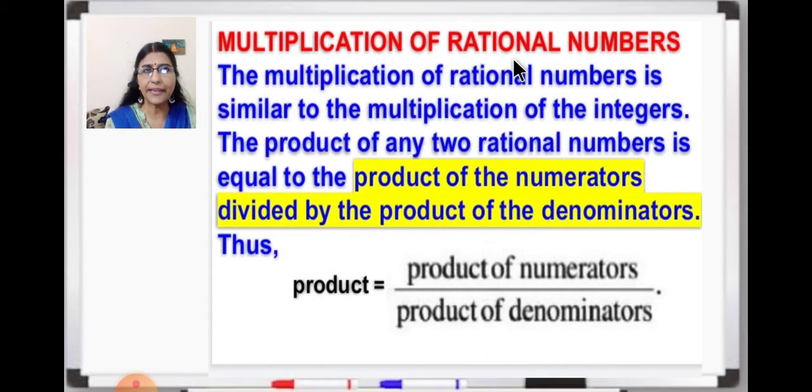Now, what is multiplication of rational numbers? We will understand that multiplication of rational numbers is similar to the multiplication of integers. The product of any two rational numbers is equal to the product of the numerators divided by the product of the denominators. So you will write it like this: the product is equal to the product of the numerators upon the product of the denominators. This is the way we do the multiplication of rational numbers.